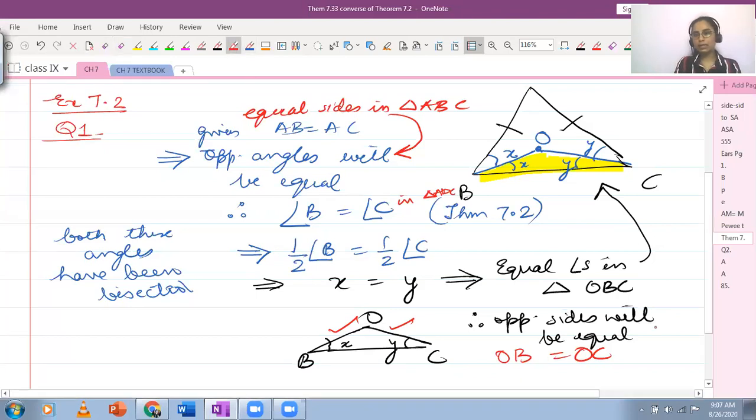And right here, I have used theorem 7.3. Here I used theorem 7.2. Here I've used theorem 7.3. Sides equal make opposite angles equal, theorem 7.2. And if angles are equal, opposite sides will be equal. This is theorem 7.3.